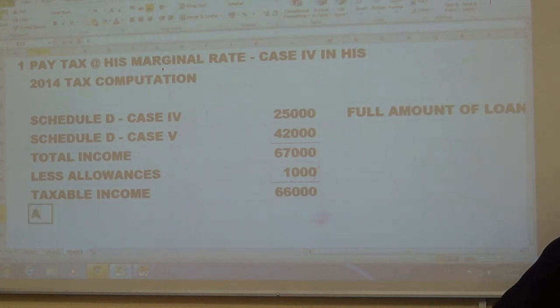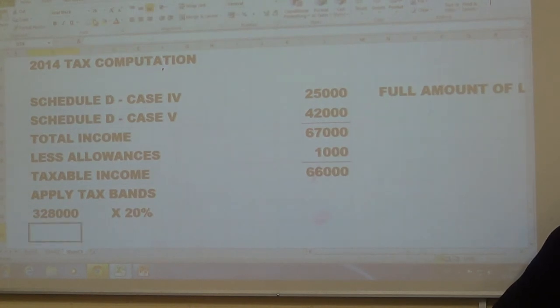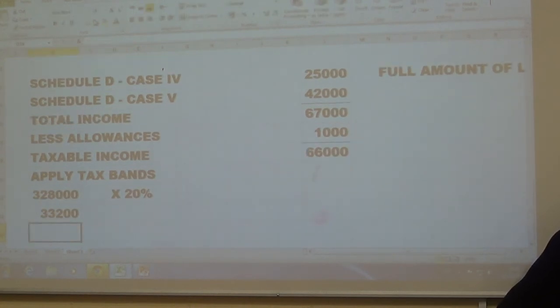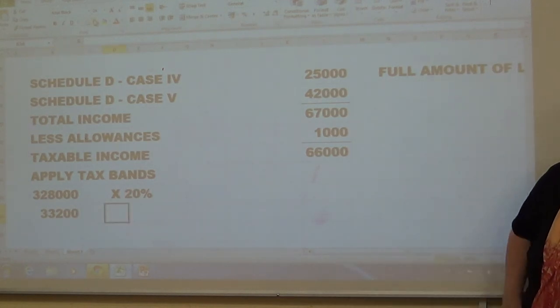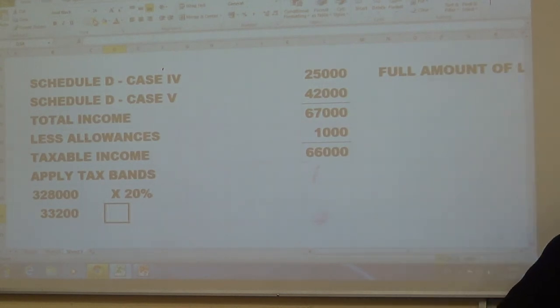Okay, so you apply your tax bands. So he's single, so he gets 32,800 at 20%. And the balance then, which is 33,200, at 41%.